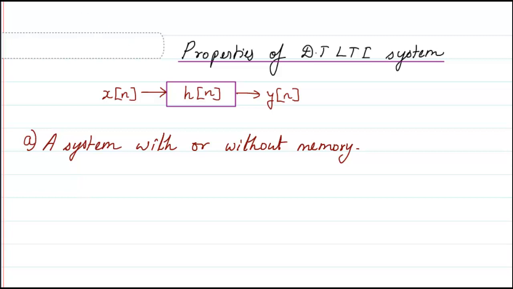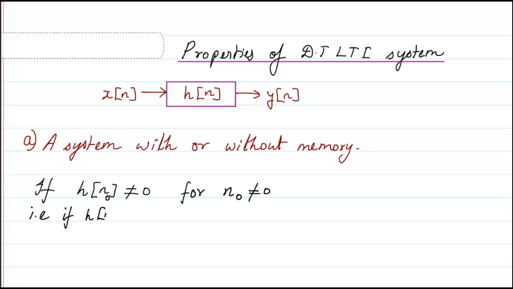With respect to h of n, we can say that if h of n has a non-zero value for some n0 where n0 is not equal to 0, that means h of n has values at n other than 0, then in this case we will say that the system is with memory. The system is with memory.